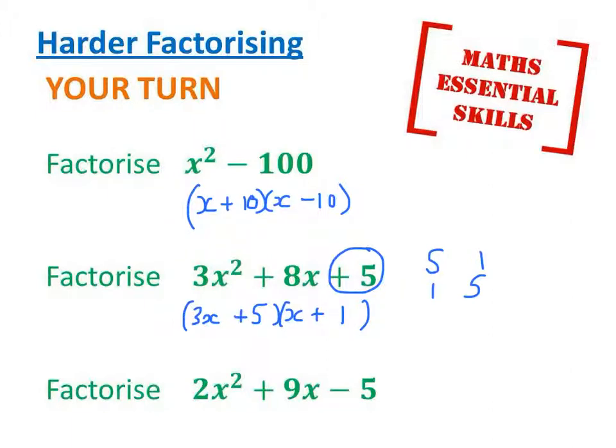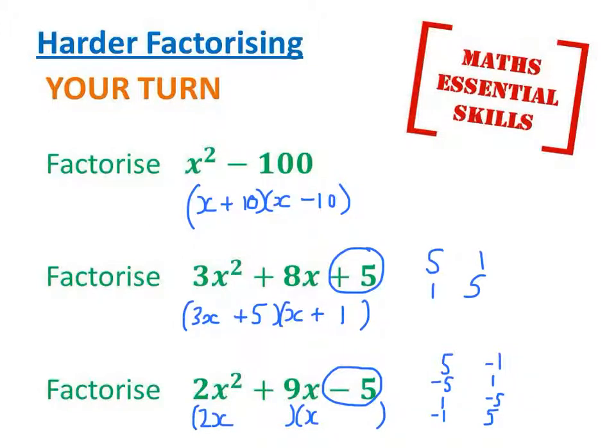Finally, on the bottom one, I'm going to set up my brackets first of all with 2x and x. I'm looking for two numbers now which multiply to make minus 5. That could be 5 and minus 1, minus 5 and 1, or the other way round, 1 and minus 5, and minus 1 and 5.